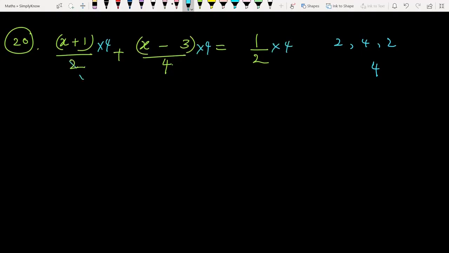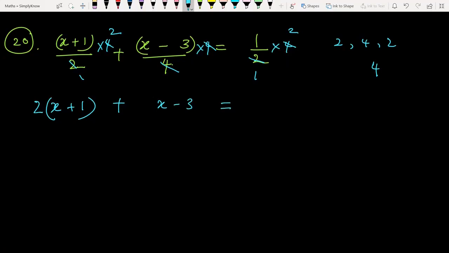Here 2 times 2 is 4. These two get cancelled out. And here also 2 times 2 is 4. And what is remaining now? x plus 1 times 2. This one times 2 plus x minus 3. That's only. I'm not going to put the brackets like this because there is plus over here. So no need to put brackets.